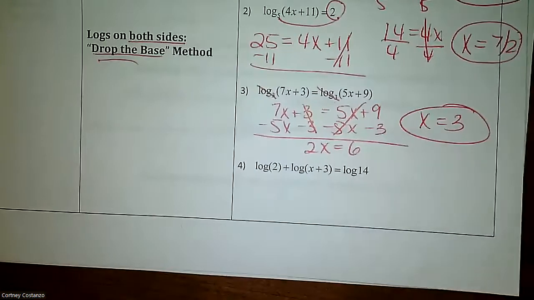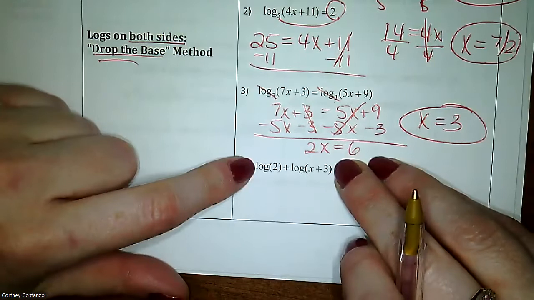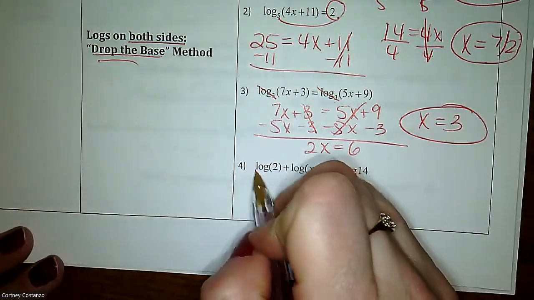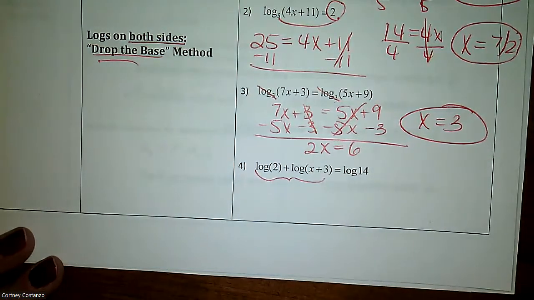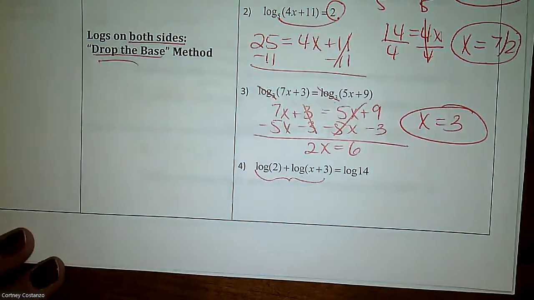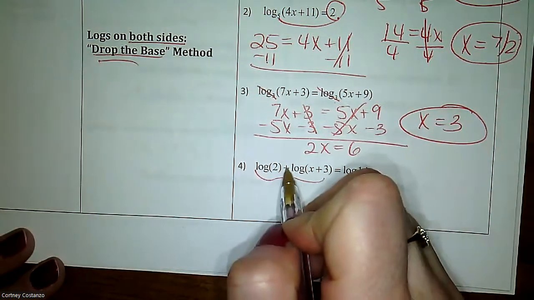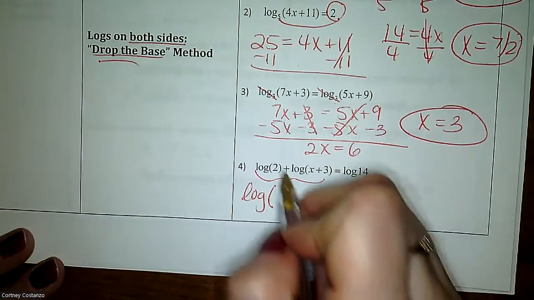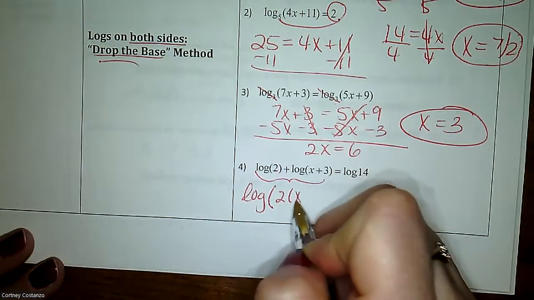If the logs aren't condensed, for example, number 4, see how there's 2 logs on one side equal to another log? I need to combine these together using my condensing log rules that I crossed off on this page, but we did on the other page. Remember, a plus sign is the same thing as multiplication. So this is really log of 2 times x plus 3.